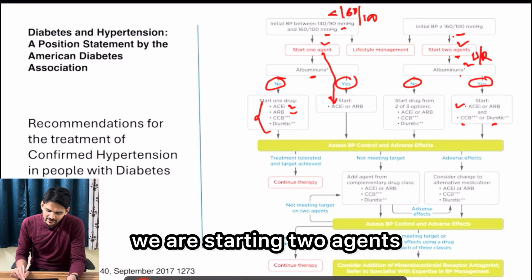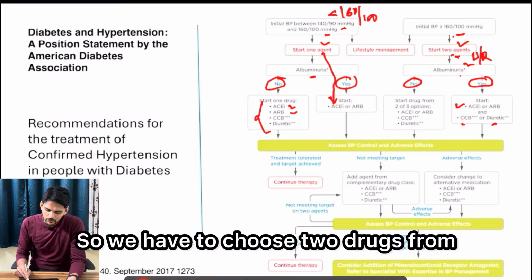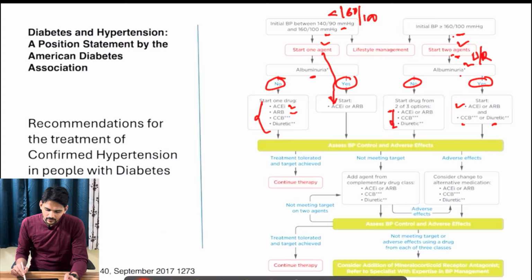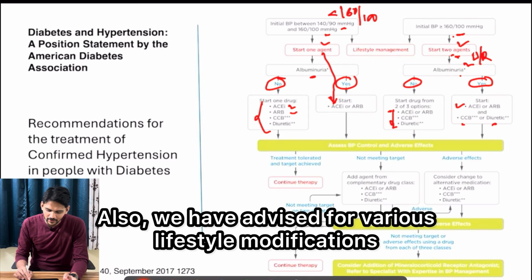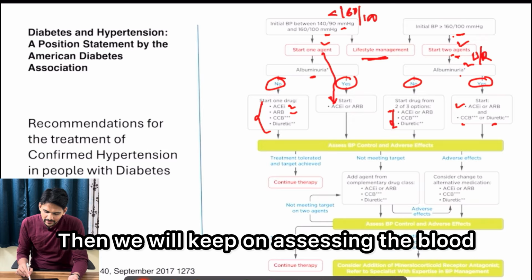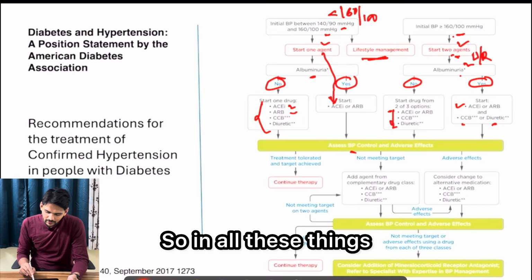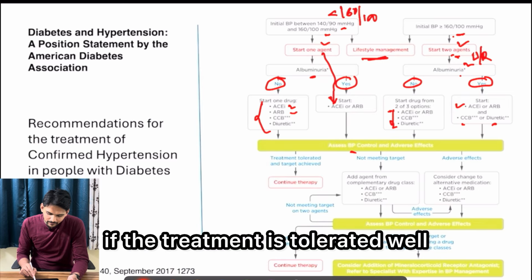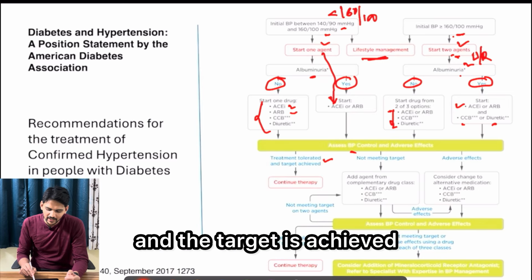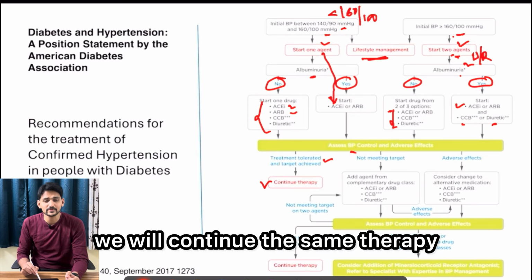In that case, we are starting two agents, so we have to choose two drugs from three different classes. Like that, we have started. Also, we advise various lifestyle modifications. Then we will keep on assessing the blood pressure control at every follow-up. So in all these things, if the treatment is tolerated well and the target is achieved, we will continue the same therapy.